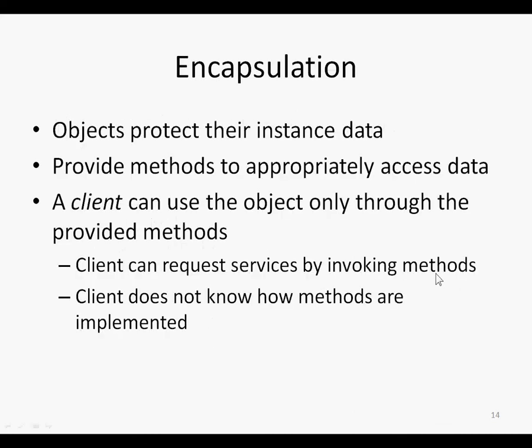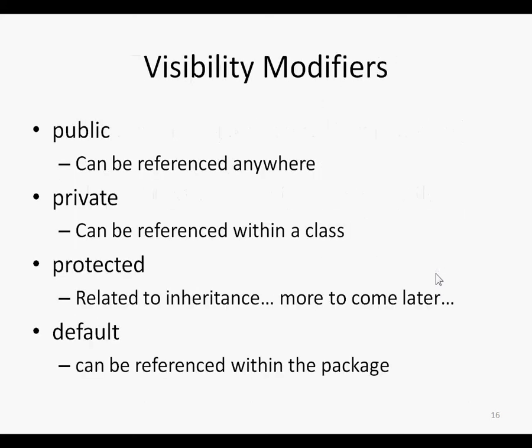We've talked a little bit about encapsulation, the idea of objects protecting their own instance data, having control over their instance data, and then just providing public methods so that outside classes can both access and appropriately modify the values of those variables. Visibility modifiers. So there are 4 options for visibility: public, private, protected, and then there's the default visibility. And visibility modifiers can be applied to methods and to variables.